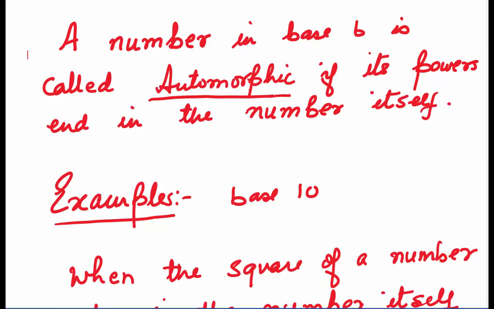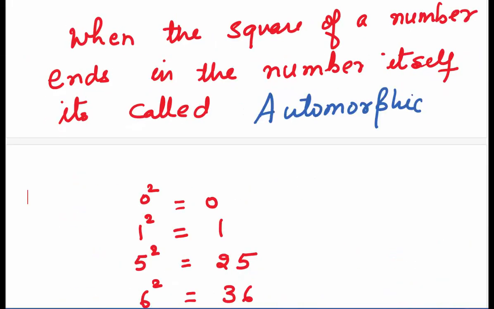We use decimal representation in our day-to-day life. So here we will stick to base 10. Now, if you take base 10, let's look at the definition once again. When the square of a number ends in the number itself, it's called automorphic. So the word automorphic is generally used when we are squaring the number. Our numbers can be single digit, two digit, three digit, and so on. So let's look at some examples.